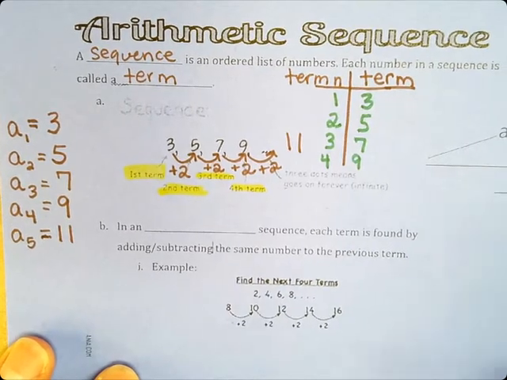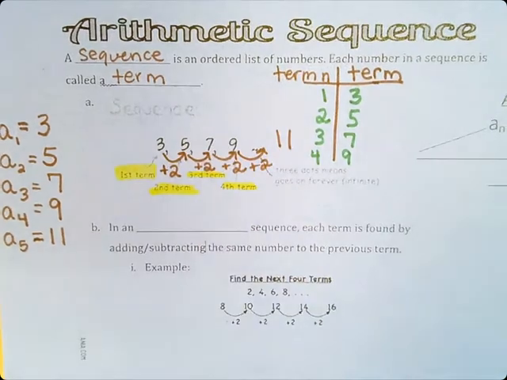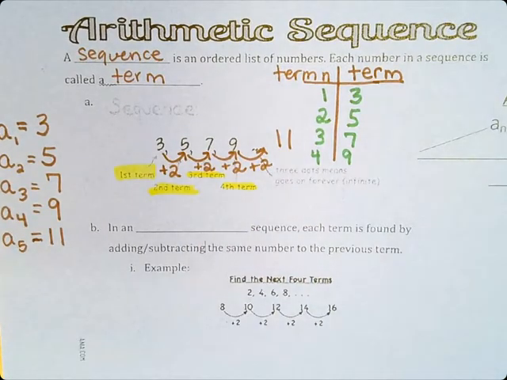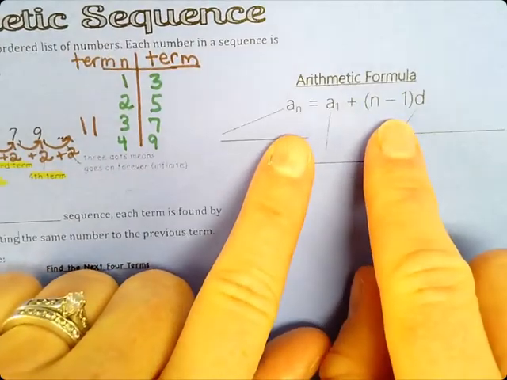What we can do is use this sequence and write a rule for the pattern. So yeah, the pattern is plus 2, plus 2, plus 2. But what if I want to find the 50th term? What you would have to do is keep on adding 2. Or you could find the rule, which is kind of like an equation, to find the 50th term. So here is the formula in order to find the rule.